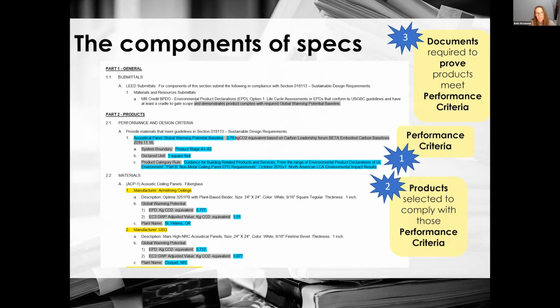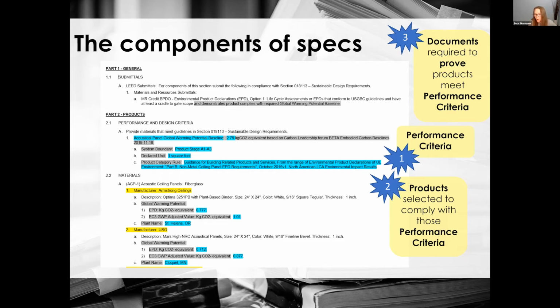The next thing is to look at specifications and the components of specifications, because these can often be this big complicated thing that no one wants to deal with. Really, specifications have 3 big pieces related to embodied carbon. One is performance criteria. So just like any other performance criteria, like the thickness of your resilient flooring or the strength of your concrete, just one more performance criteria.